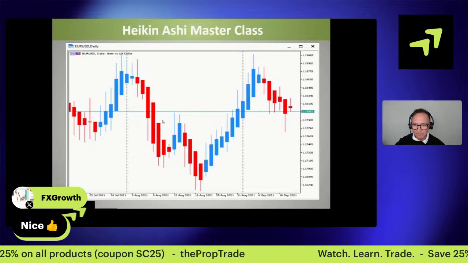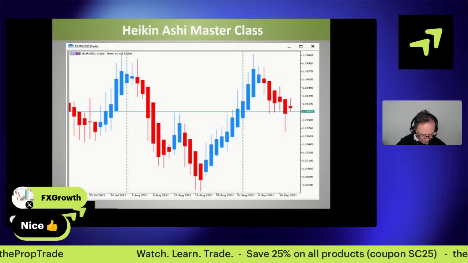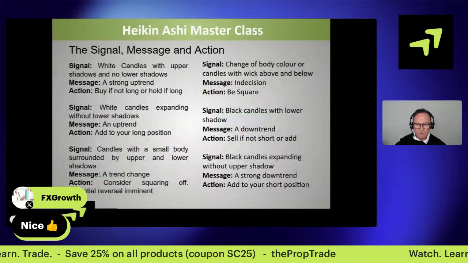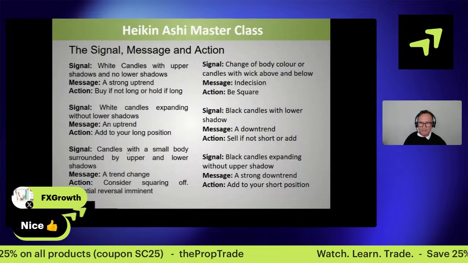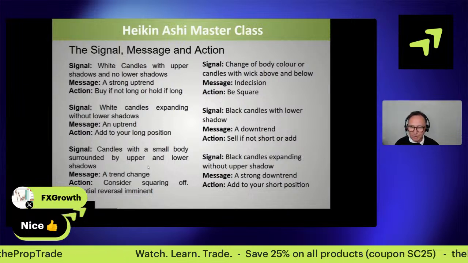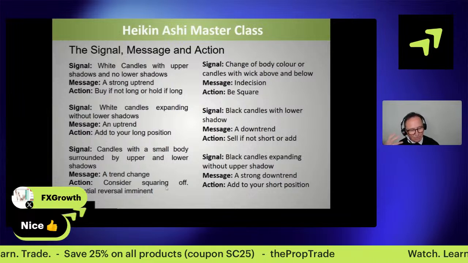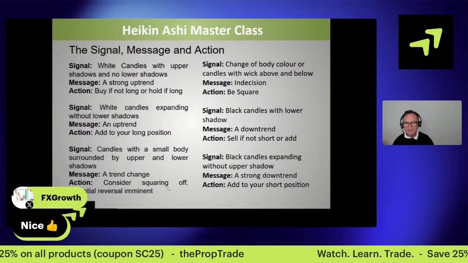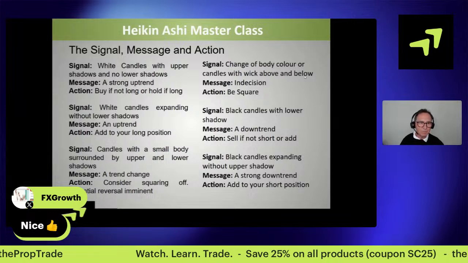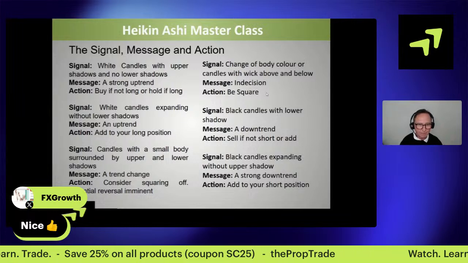When the markets are going sideways, Heikin Ashi candles have a relative problem. So that's what we were looking at. So this slide is saying: small body, upper and lower shadows, looking for a trend trade. So consider getting out or going square, flat. Potential reversal imminent. Change of body color or candles with wick above and below: indecision, be square. So again, get out.